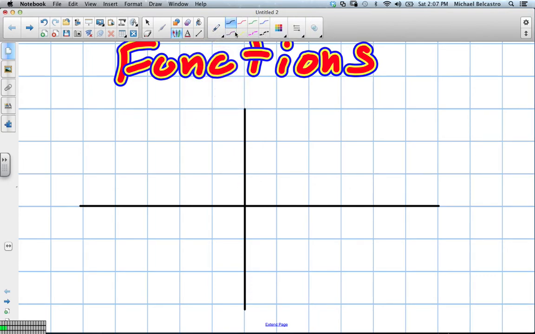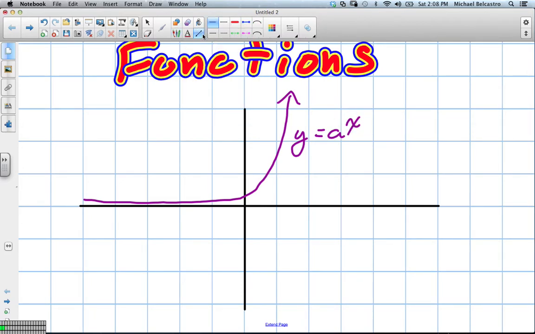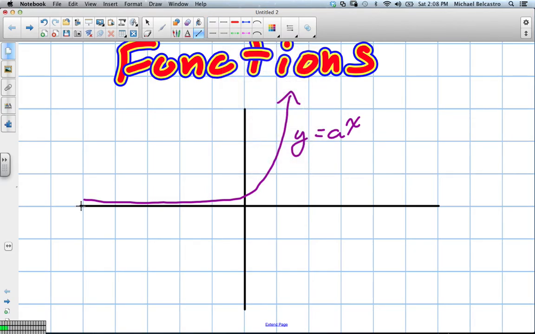Log functions are related to our exponential function. So, for instance, this, I know I'm not drawing it perfectly, is roughly exponential growth, right? We'll just say that maybe that was y equals a to the power of x, right? It has a horizontal asymptote at our x-axis, right? We know that with our exponential function, it'll never hit our x-axis, okay?